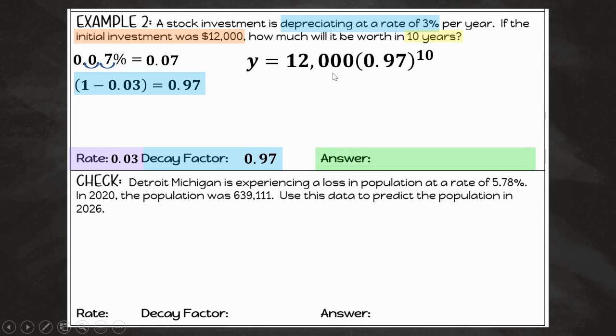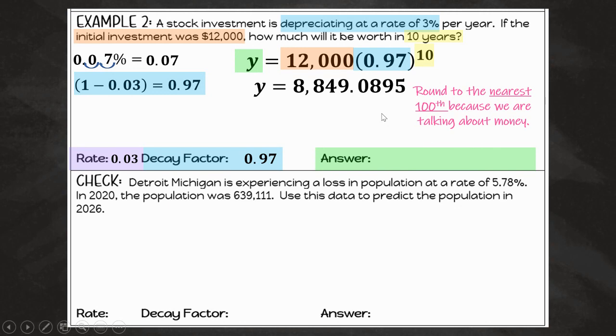So I'm going to plug in the 12,000, which is the initial amount. 0.97 is my decay factor, and I'm looking for the amount after 10 years. So once I plug that all into my calculator, I'm going to get 8,849.0895. And because I am talking about money, I am going to continue to round to the nearest hundredth. So 8,849.09 is what that investment would be worth after 10 years if it's depreciating at 3% a year.